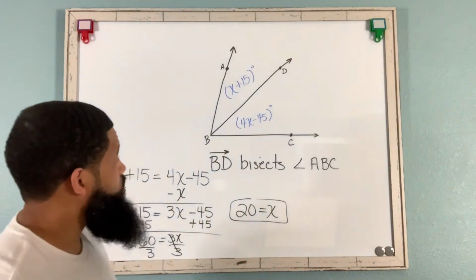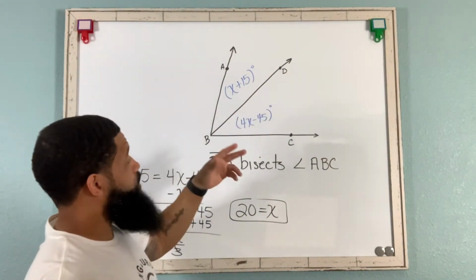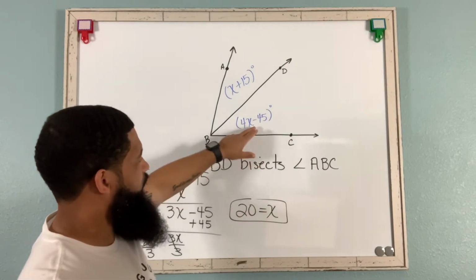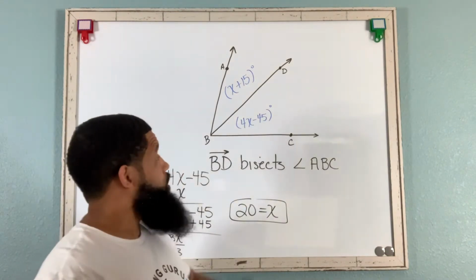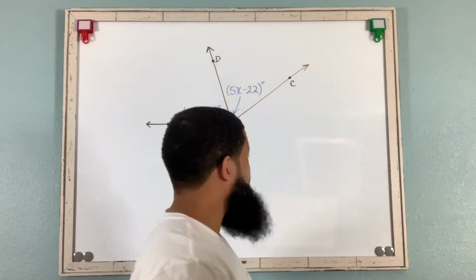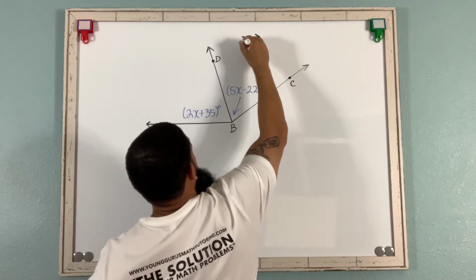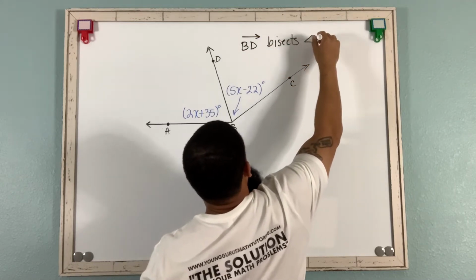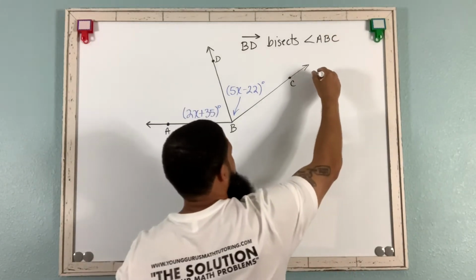If X equals 20, then 20 plus 15 equals 35. Same thing: 4 times 20 is 80, and 80 minus 45 equals 35. So we found the value of X, and we also found the measure of both of those angles. In the second example, we have the same thing. We continue to say ray BD bisects angle ABC.